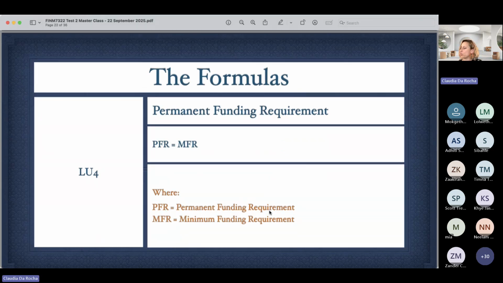Then into a different section, I wouldn't say relating to the cash conversion cycle, but part of managing your accounts receivable and understanding how to manage your working capital is the funding requirements.